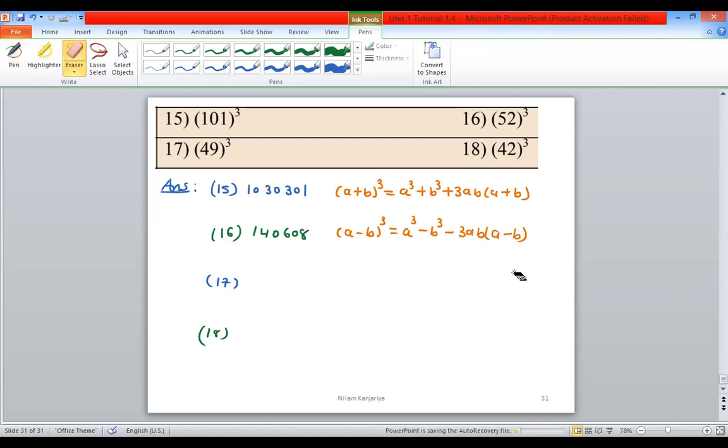17, chalo, 70. 117649. Yes ma'am. Okay, 49 cube done. Okay, very good.